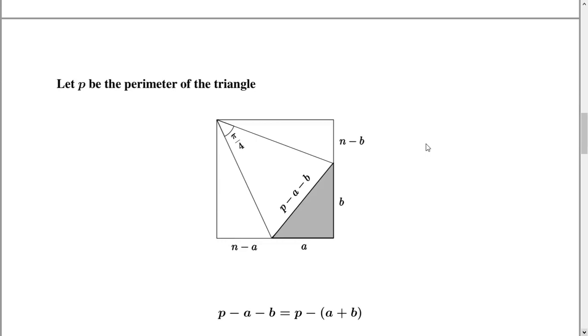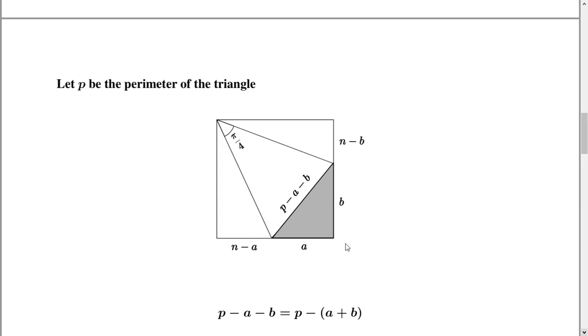So first we will need to introduce variables. We will need at least 3 because we don't know anything about this triangle at all. We don't know the values of any of its sides. So we could call it A, B and C, or we could call it A, B and P minus A minus B, where P is the perimeter that we want. Either way is fine. If this is B, this is n minus B, and if this is A, this is n minus A.